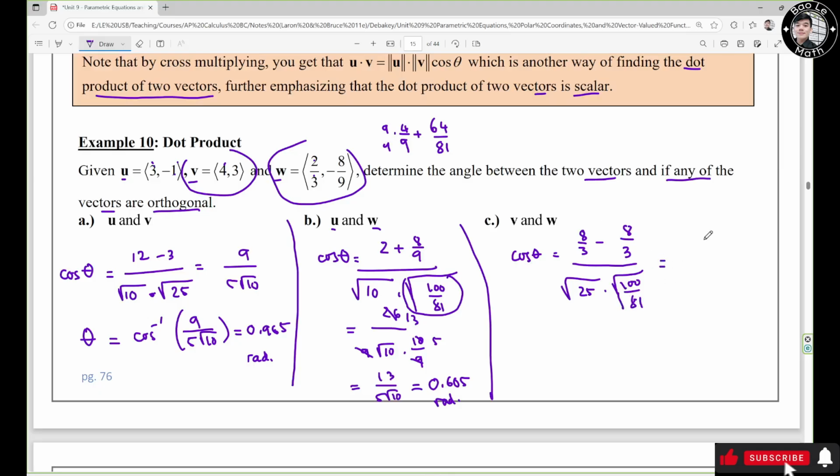Now the top is 0, the bottom is 5 times 10 over 9. The answer is 0. So cosine theta equals 0. We take inverse cosine of both sides, so theta equals inverse cosine of 0, which is pi over 2. So the angle between the two vectors is pi over 2, which is 90 degrees. So vector V and vector W are orthogonal.